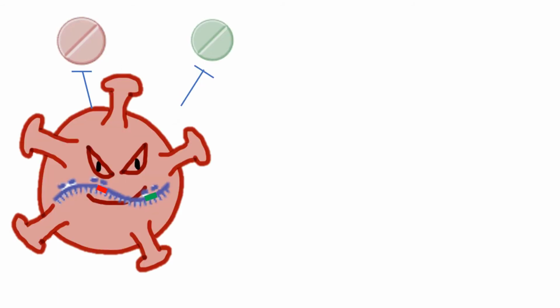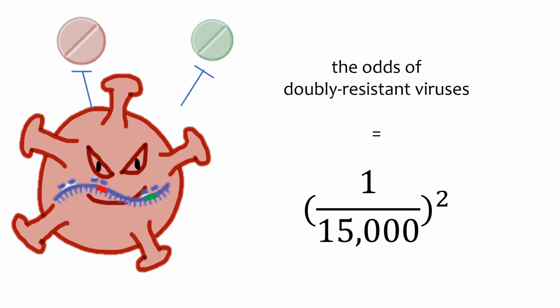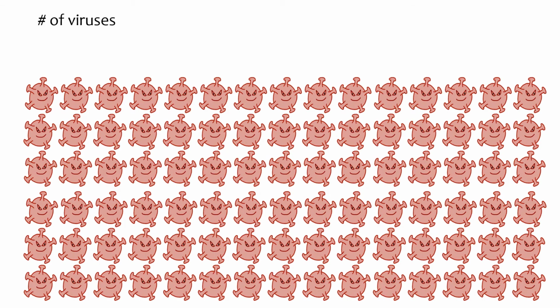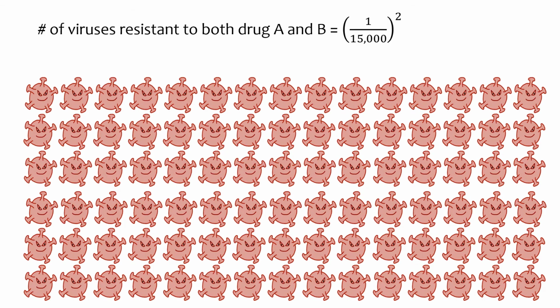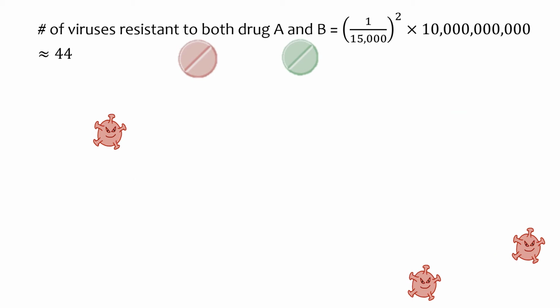What if we use 2 different drugs at the same time? The chance that a new virus has the exact combination of mutations that make it resistant to both drug A and B is much lower, around 1 out of 15,000 squared. Out of the 10 billion new viruses, only 44 are expected to be doubly resistant. That is much better, but not good enough.